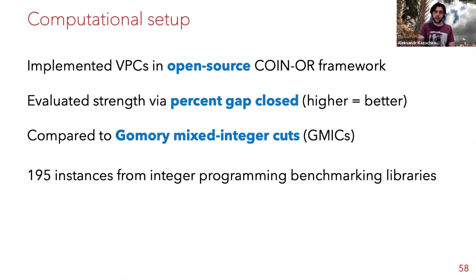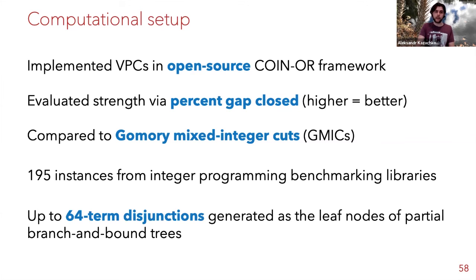We selected 195 benchmark instances, and we used one disjunction per computational run, with that disjunction having up to 64 terms. And recall that in general, a 2-term disjunction is what is used in practice. So we're using up to 64 terms in our experiments. And these are computed as the leaf nodes of a partial branch and bound tree generated through strong branching.